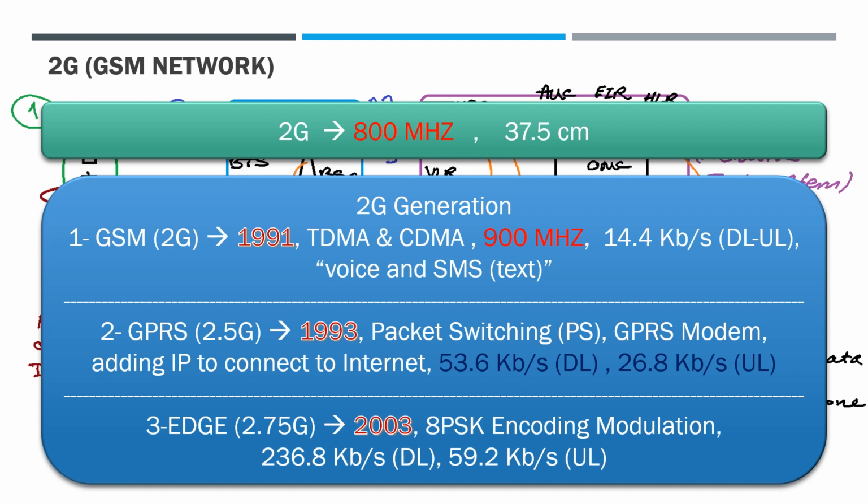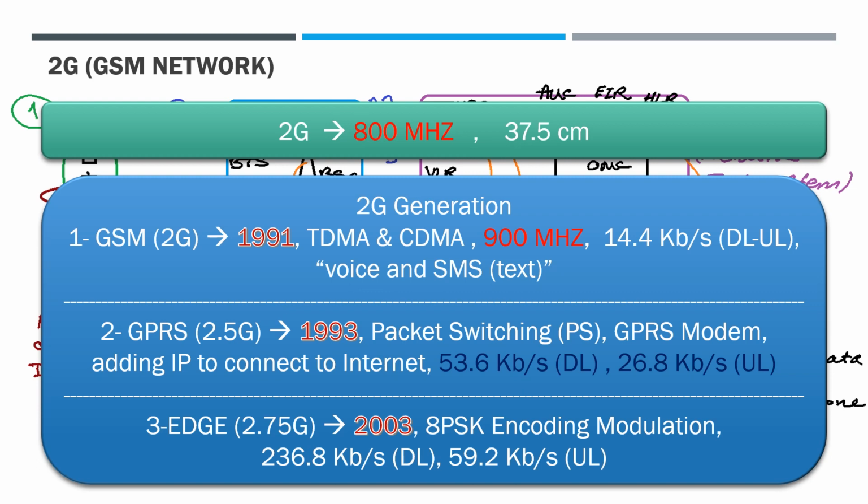After almost 3 years, in 1993, the structure of the core network was modified from circuit switching to packet switching. Don't forget these abbreviations: PS for packet switching and CS for circuit switching. With GPRS modems and IP added to route packets or messages to the internet, the speed was enhanced to 53.6 kilobits per second for downlink and around 27 kilobits per second for uplink.